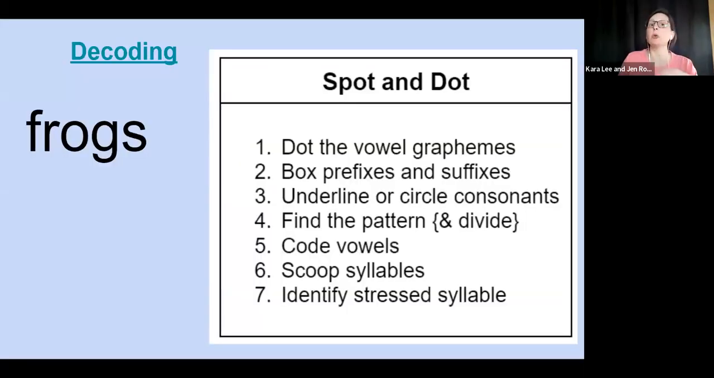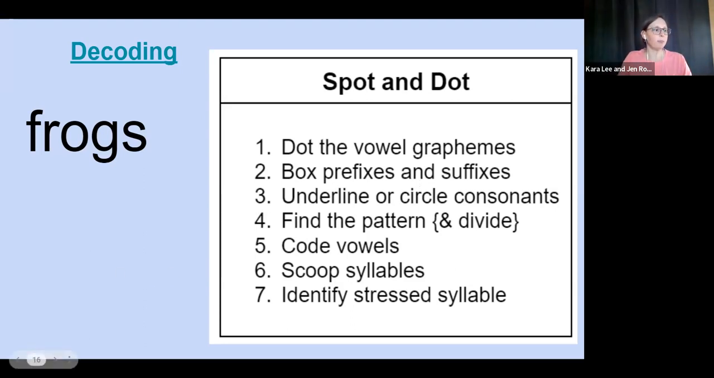So let's take a look at decoding words with suffixes, because we are going to be adding a step here, and we're going to take a look at spelling right after this. But in the spot and dot, we certainly are going to be adding this step that we haven't had to yet: box the prefixes and suffixes. It's always been step number 2, just that we haven't needed to use it yet.